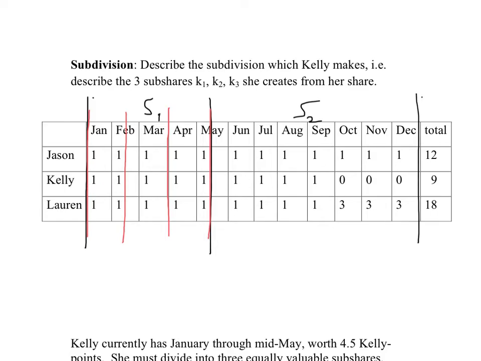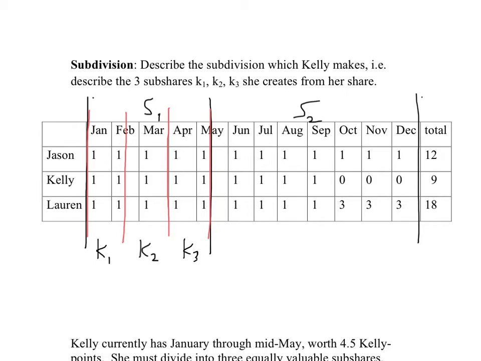Okay, that's a subshare that we're going to call K1. Then mid-February through the end of March, that's another 1.5 Kelly points. We'll call that subshare K2. And finally, beginning of April through mid-May, that's another 1.5 Kelly points. We'll call that subshare K3.